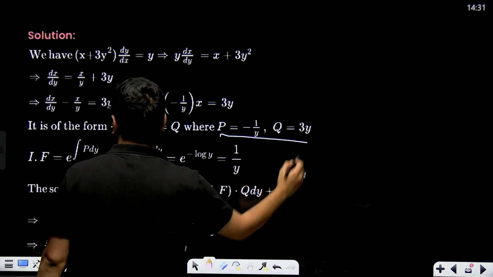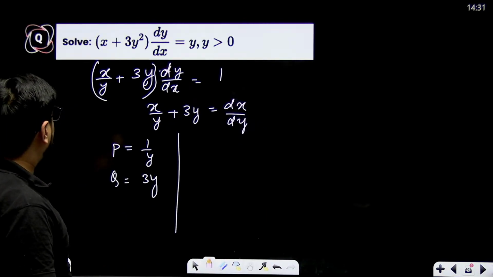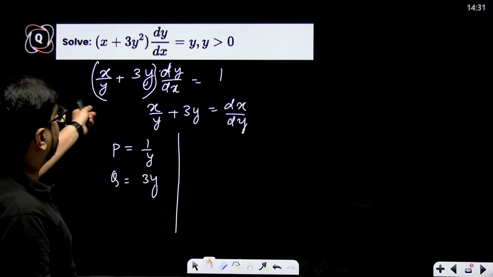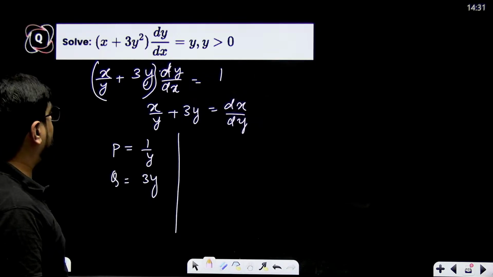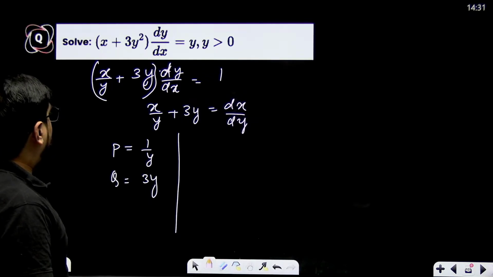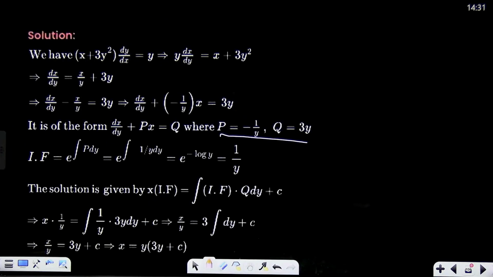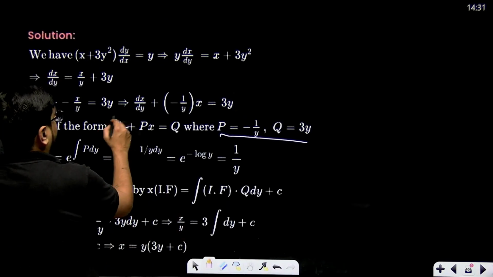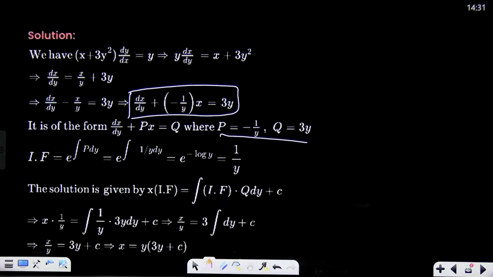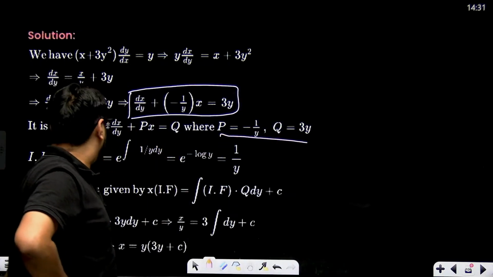Minus 1 by y. This x by y will go that side. We'll have to convert it and write it in this way: minus 1 by y x equal to 3y. So your p will become minus 1 by y, q will become 3y.